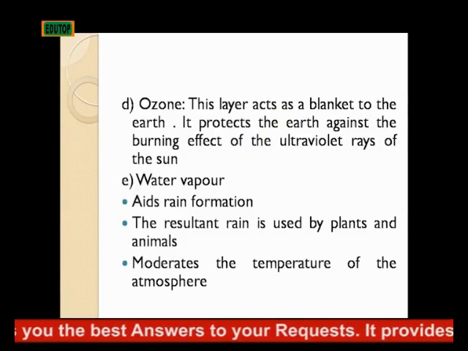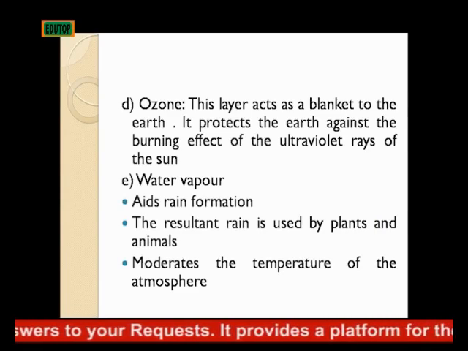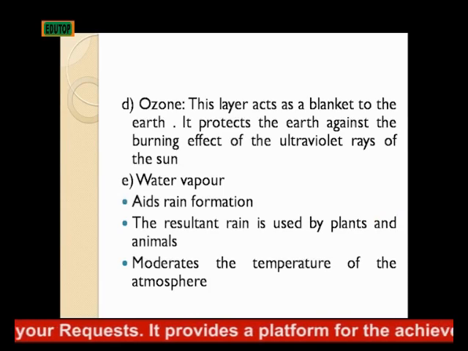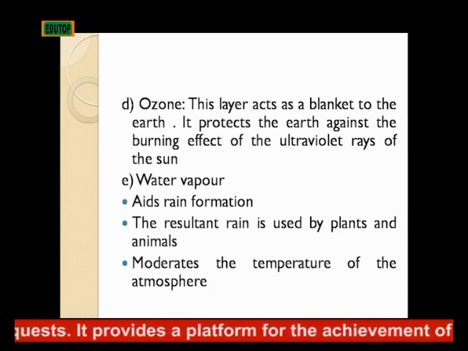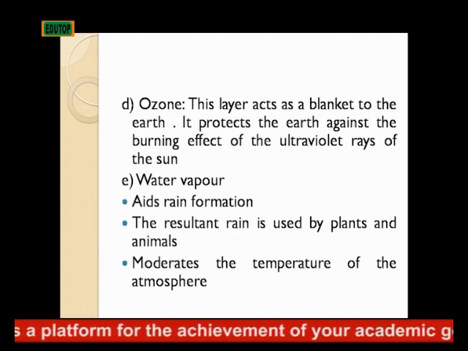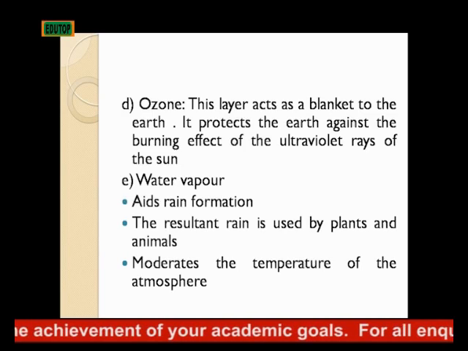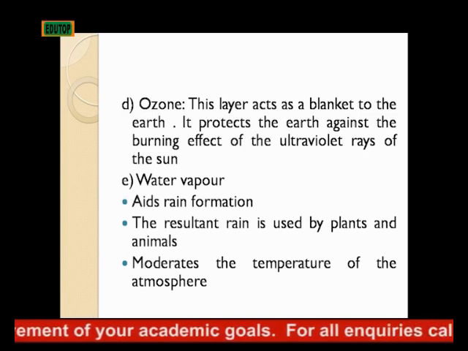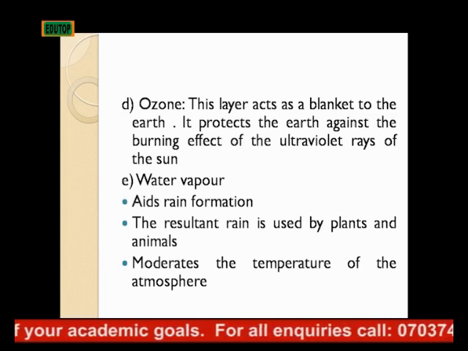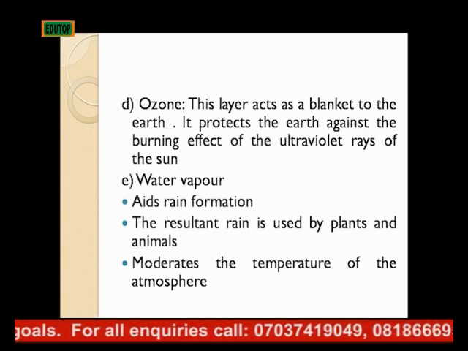Water vapor aids in rain formation, and the resultant rain is used by plants and animals for varieties of purposes: drinking, irrigation, for plant growth, and the like. And water vapor moderates the temperature of the atmosphere.